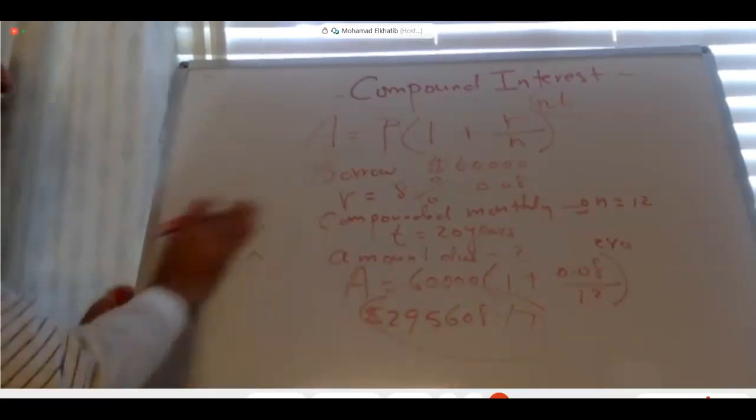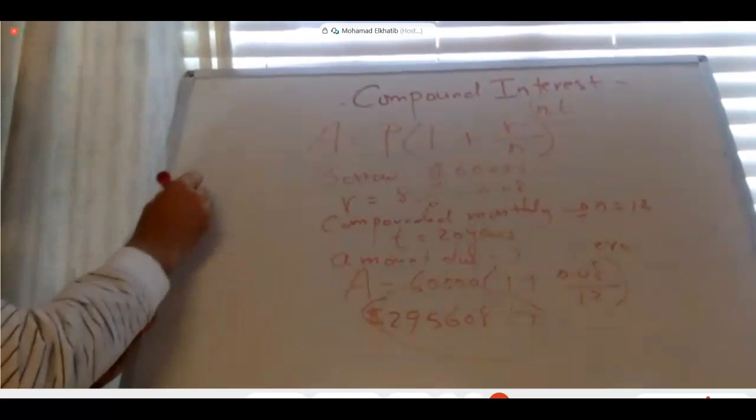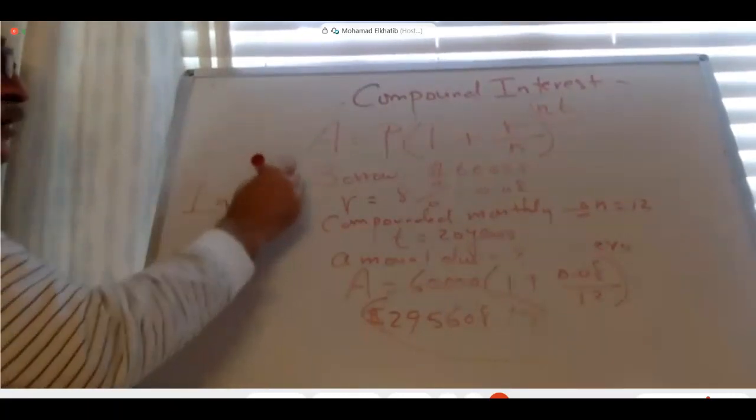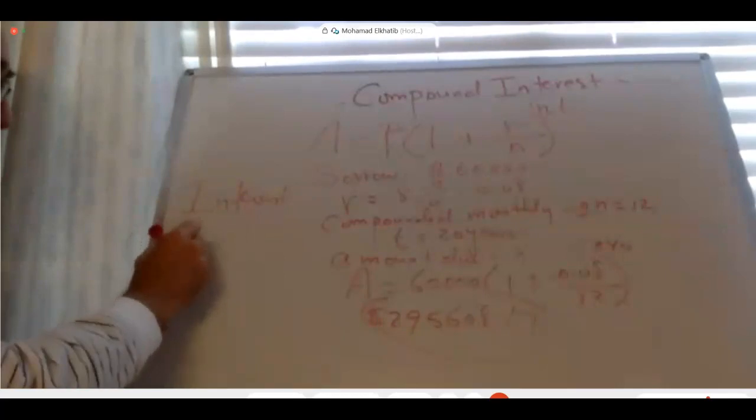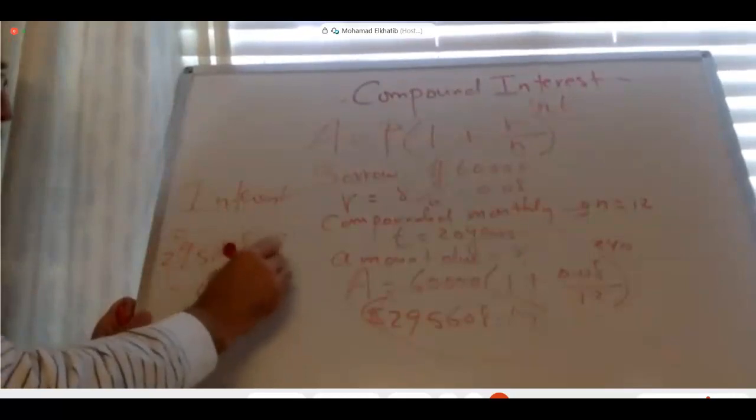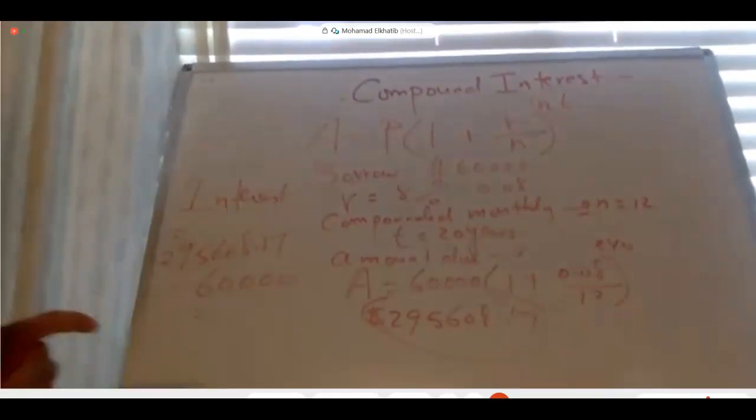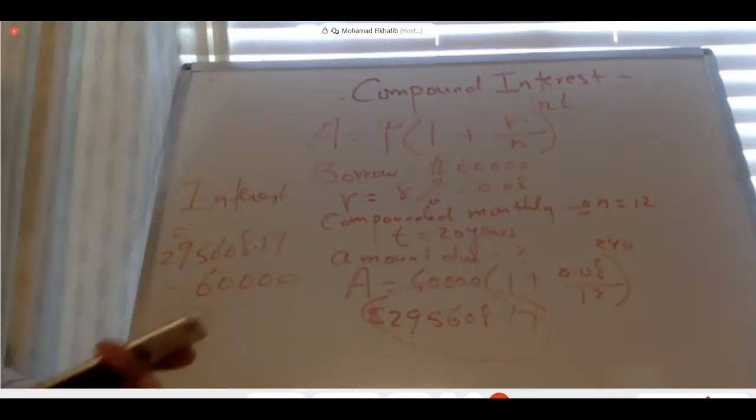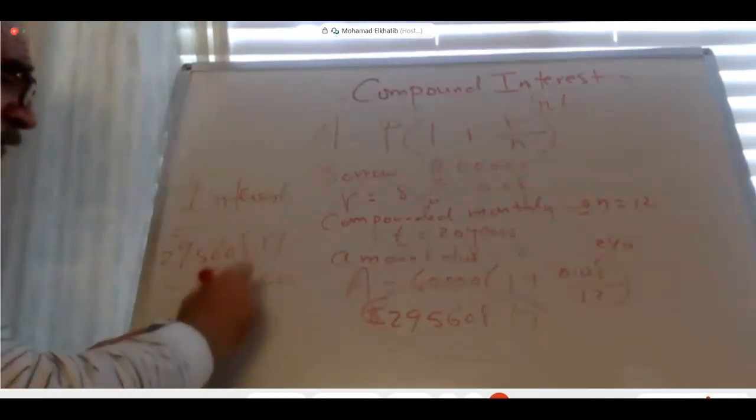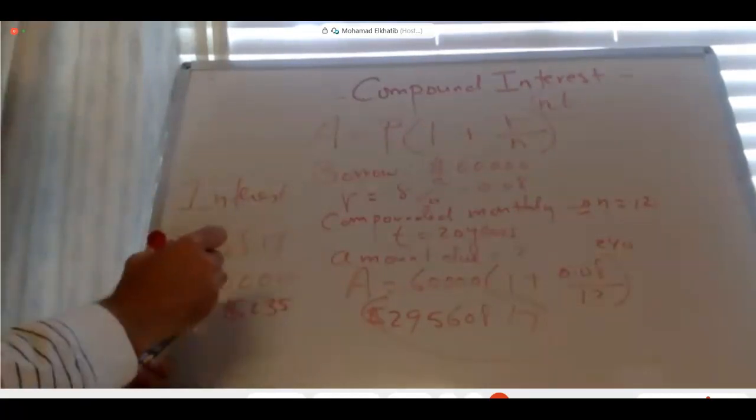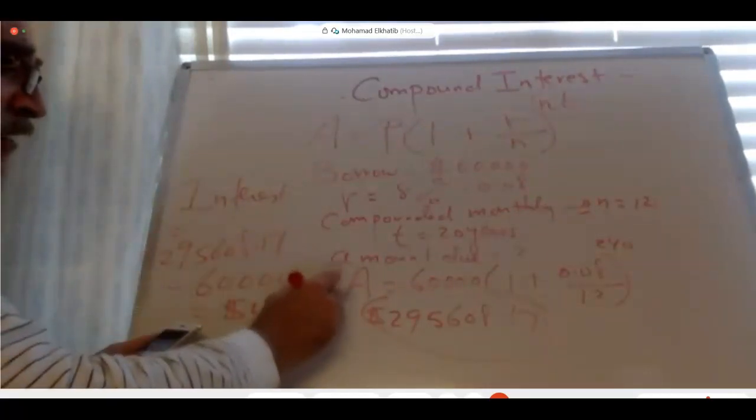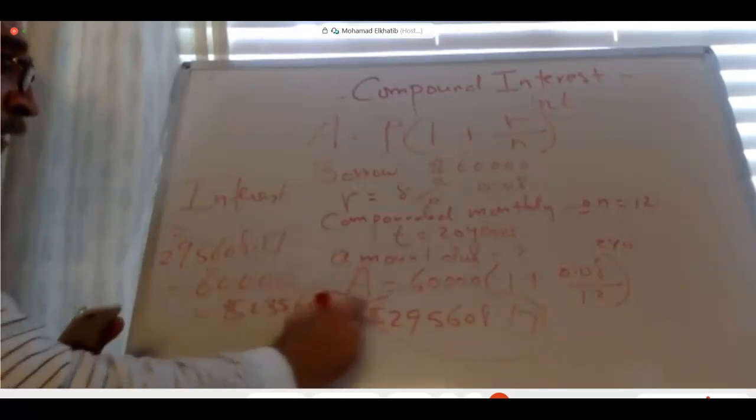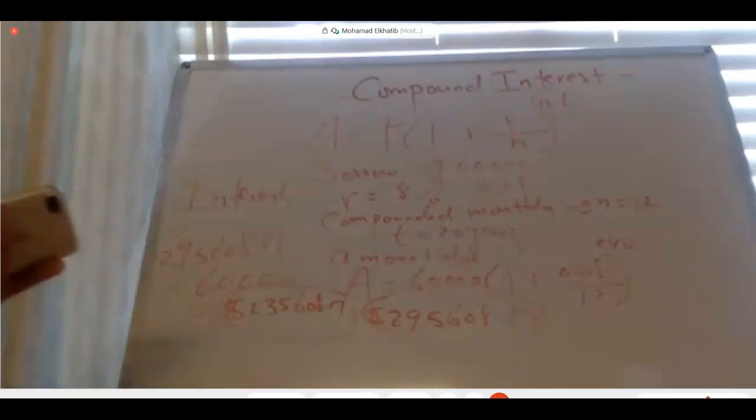So if I ask you, how much interest did it cost me to borrow that money? If I want to find the interest, I subtract how much I paid for the whole thing minus how much I borrowed. And that will give me how much interest it cost me to borrow that $60,000. So if I do that, it cost me $235,608.17. That's how much it cost me to borrow the $60,000.